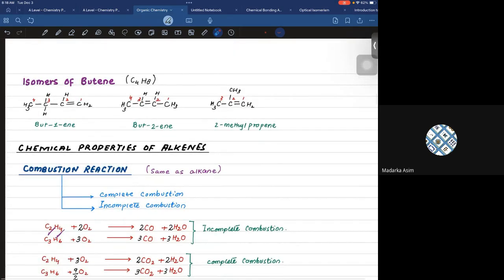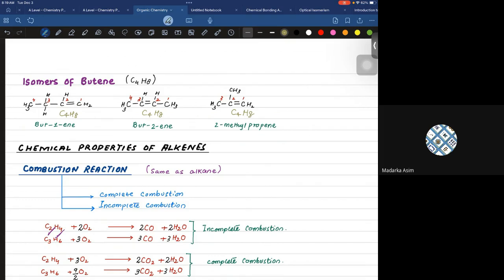Now see the isomers of butene. It's butene, it's butene, and it's 2-methyl propene. There are three isomers of butene. Interestingly, their formula is same. It's C4H8, and also C4H8, and also C4H8. Their formula is same, and their structures are different. So that's why they are isomers of each other.